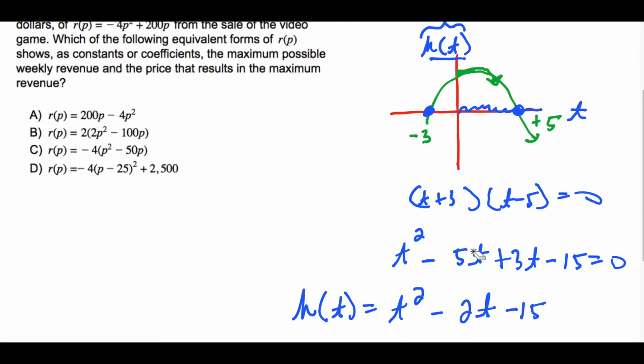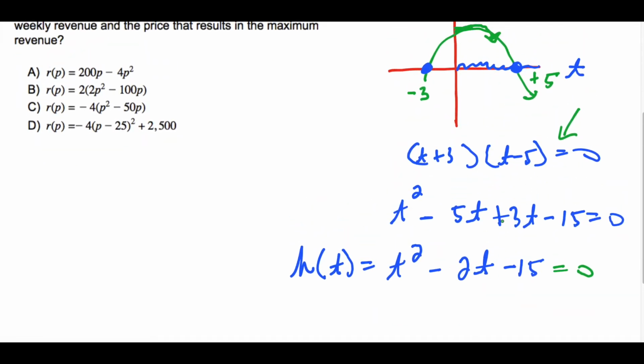Then they want to know, at what time does the diver hit the water? The diver hits the water in 5 seconds, because when you set it equal to 0 and factor it, you get this right here. You with me on that? The other thing they get asked about the diver problem is, what's the maximum height the diver can get to? Which is kind of what they're asking in this problem here.